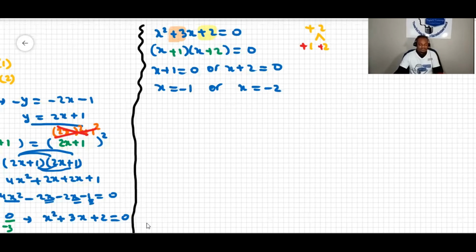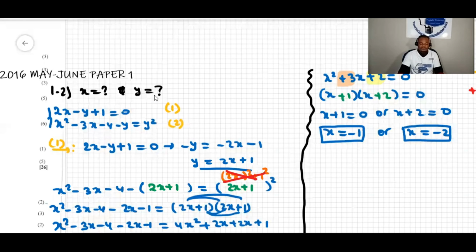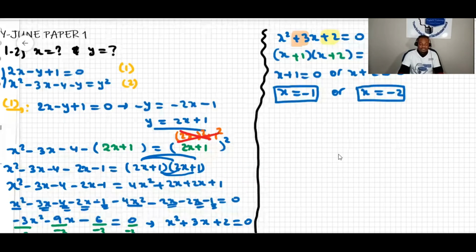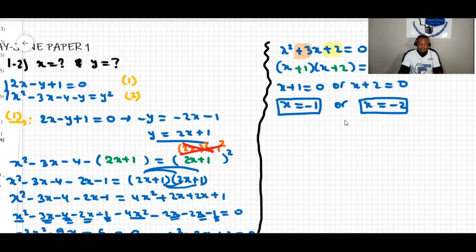And now do we say that we're done? No, we're not done, because the question says solve for x and y. We solve for x and y simultaneously. Now that we have found the values of x, we can substitute them to find the value of y. But I would prefer to substitute over here, where I make y the subject of the formula.